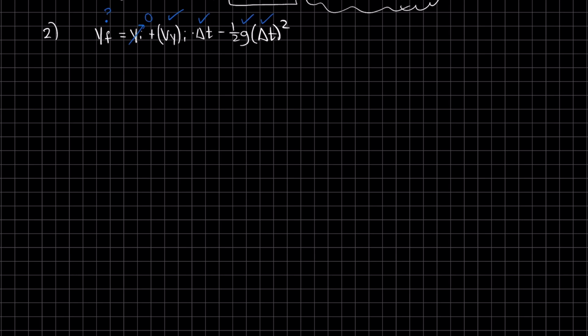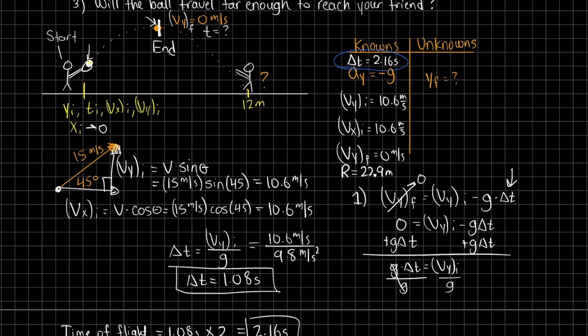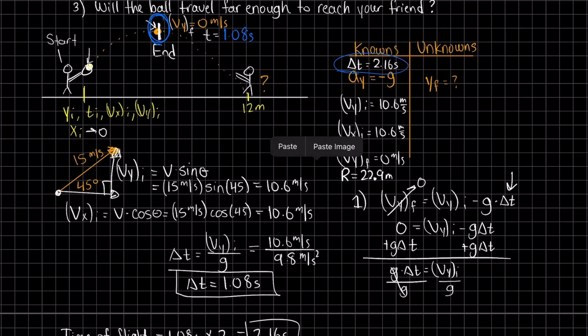You need to be very careful because the delta t is not the total time of flight, because we want to know when it reaches this peak, this highest end. And it reaches the peak at half of 2.16, and that occurred at 1.08 seconds. And so that's going to be the time that I use in that equation. So we need to be very careful.